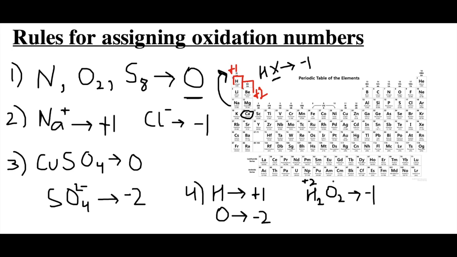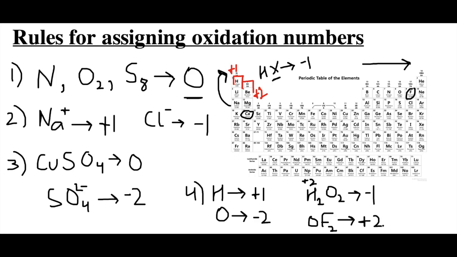Another exception for oxygen is when it's bound to fluorine, which is present here in the periodic table. Fluorine is more electronegative than oxygen, as electronegativity increases as we move across the periodic table. It is able to attract electrons better than oxygen, so it leaves a positive charge on oxygen. So in this case, when it's bound to fluorine, the oxidation number of oxygen is +2.